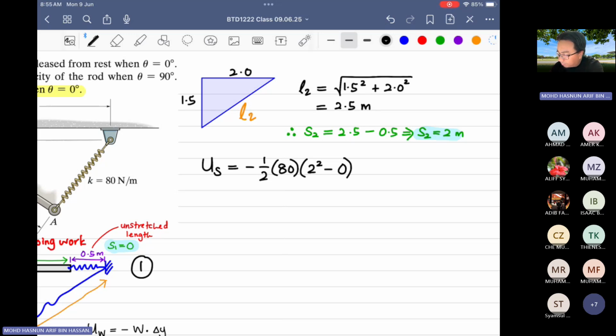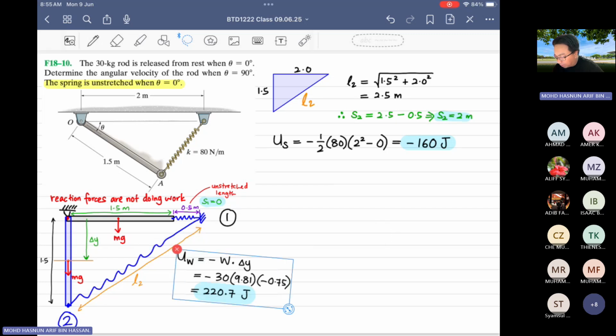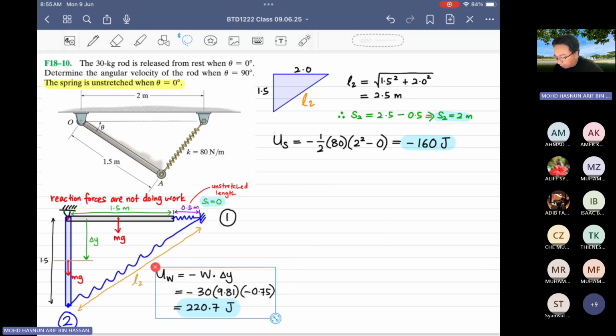So we have US equal to minus 160 joule. So we have calculated both our work done. Let's make this a bit bigger. We have the work done by the weight, 220.7, and the work done by the spring, minus 160.